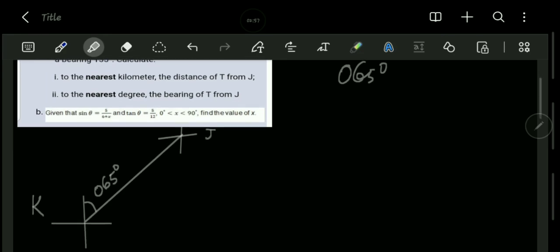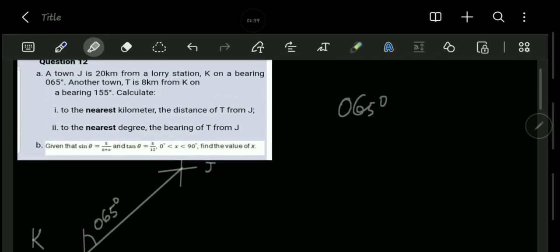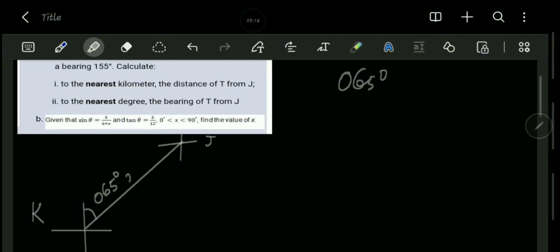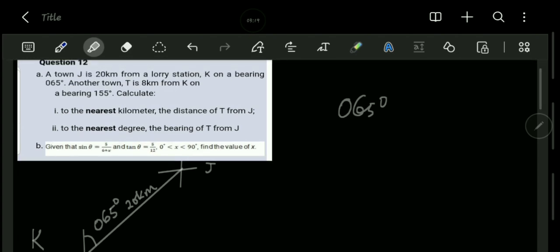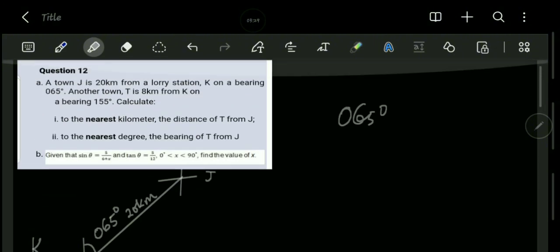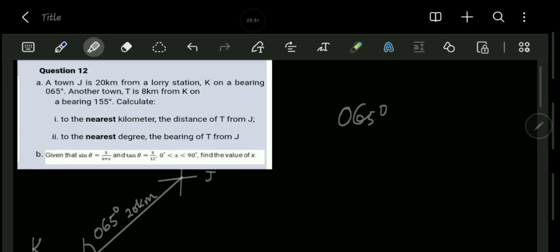Now notice that the question didn't stop there. Sorry, the distance from J to K is 20 kilometers. I didn't indicate that. So the distance from this town K to J is 20 kilometers. Okay. So they said another town T is 8 kilometers from K. That means I'm going to construct this town T from town K on a bearing of 155 degrees.